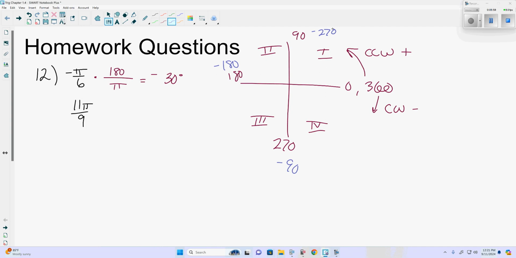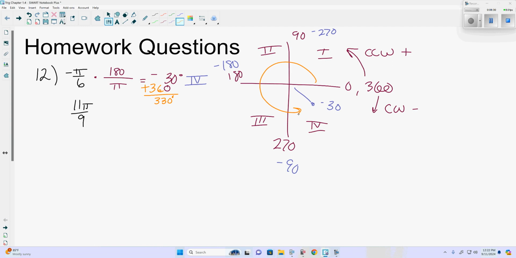So one way we can see negative 30 degrees would be down here in the fourth quadrant. Now, if we added 360 to it to find the coterminal angle, it'll tell us that it's 330 degrees. Well, 330 degrees would also bring us to the fourth quadrant. Does that make sense? Because that's all it's asking. Where is this going to lie?